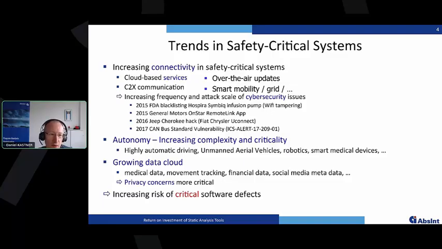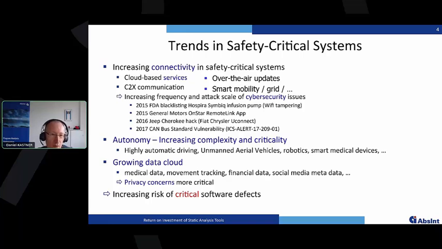And actually this is something you can observe. There is an increasing frequency of cybersecurity issues, and also a danger that the attack scale is really growing. So that means we have increasing connectivity. At the same time we have increasing complexity, driven to a big degree by the trend to more and more autonomous systems like highly automatic driving, unmanned aerial vehicles, robotics, smart medical devices, and so on. And with a growing data cloud, there are also increasing privacy concerns because more and more critical data are also shared in some devices.